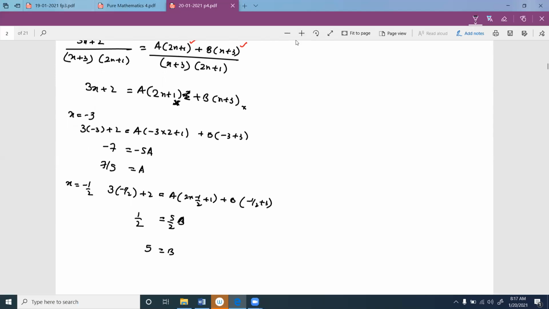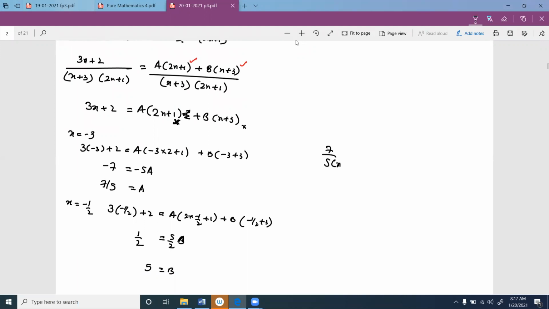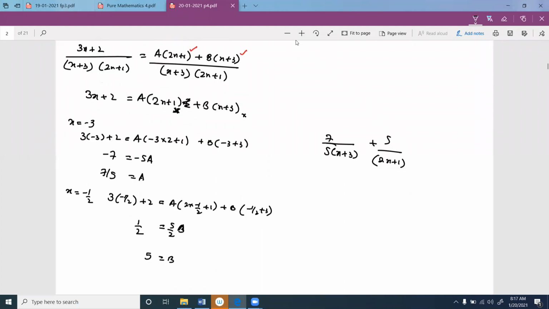So this is 3 times 2 is 6. It's 5 over 2. So b equals 5, right? Then you can write it this way. Then a is 7 over 5 times x plus 3, plus 5 over, this one becomes 2x plus 1. That's the answer for that. That's the way of getting this answer. Okay, right.